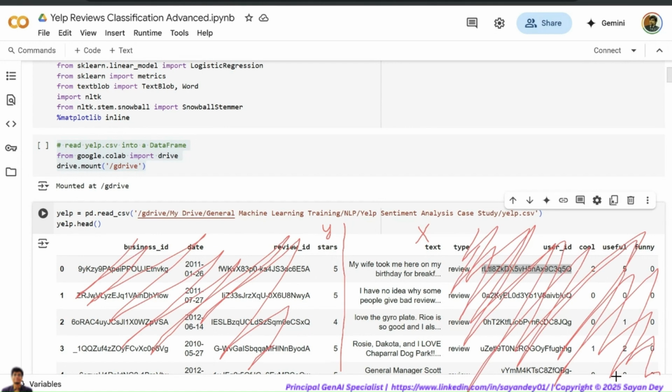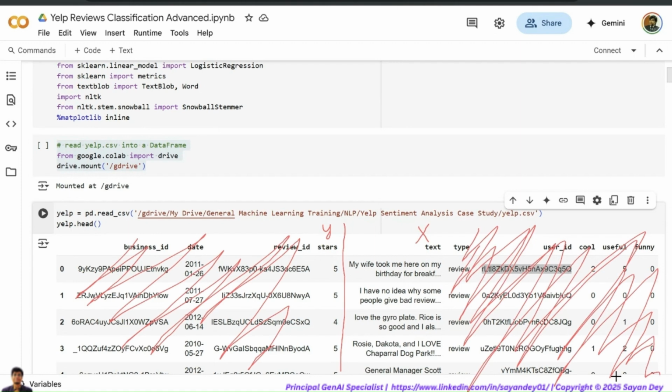We are looking at the text, which is X. Based on the X, we are trying to predict the Y. That is the problem that we are solving. So based on the input X, the text, we are trying to predict what the stars are, which is the Y.